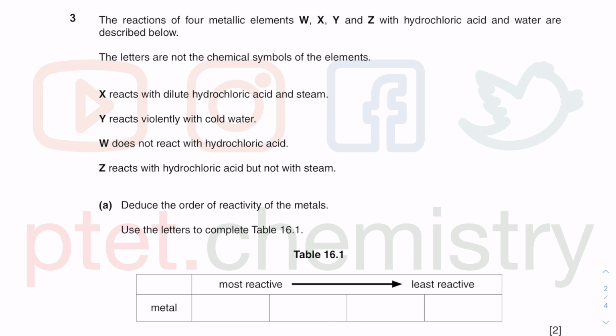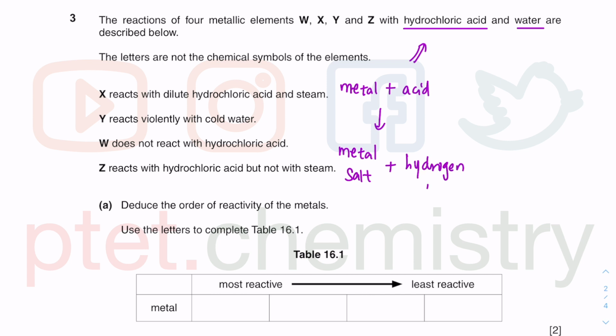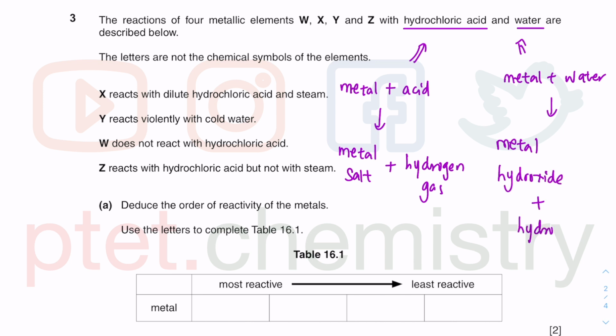This next question is about reactions of 4 metallic elements, reacting with hydrochloric acid and water. So 2 different reactions there. We have metal plus acid, and we know metal plus acid will give us a metal salt, and we also get hydrogen gas. Whereas metal with water, we expect to get metal hydroxide as stated in the syllabus. We don't get a salt because we don't have an acid there, but we also produce hydrogen gas.